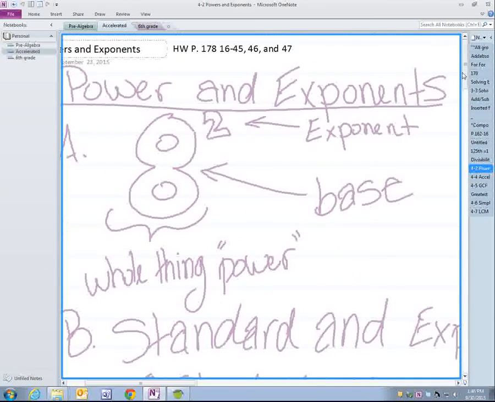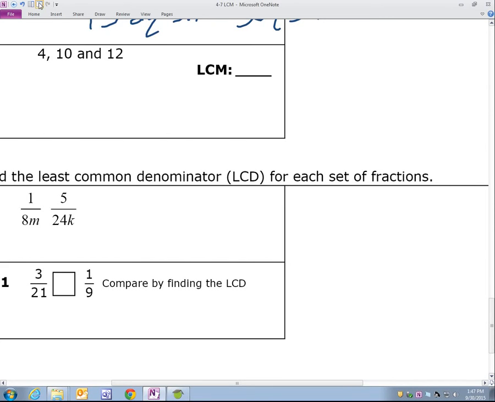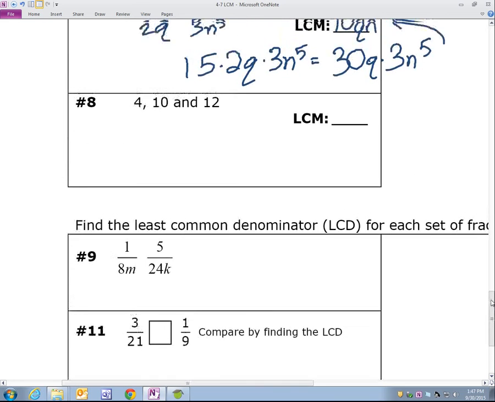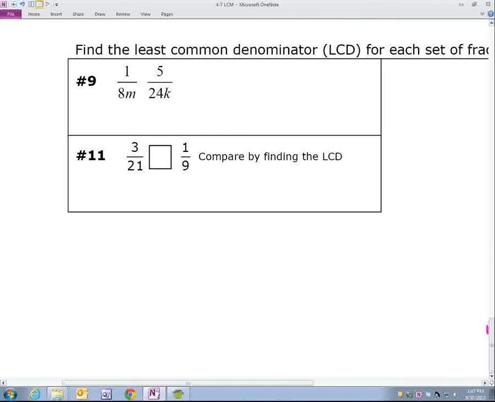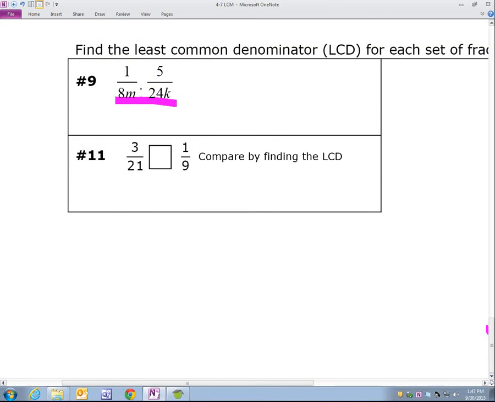So the base is here. Remember, that's a base. Remember that from our notes? All right, so we don't need to do number 8. I meant to, but we don't need to because you can get that. So now with this one, finding the least common denominator, it's going to be 8m and 24k.